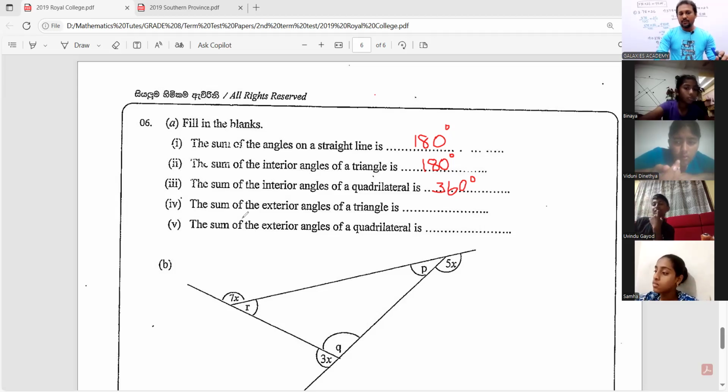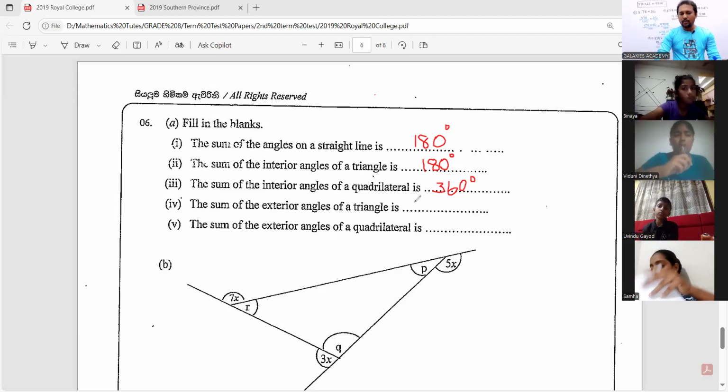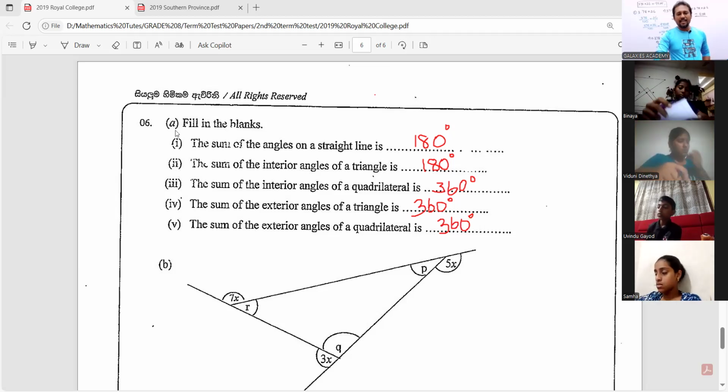Then the fourth part given: the sum of the exterior angles of a triangle is. 360 degrees. 360. That means whatever the polygon is, however many sides it has, the sum of the exterior angles does not change. 360 is the sum of the exterior angles of any polygon. Right? 360. For the fifth part, the sum of the exterior angles of a quadrilateral is also 360 degrees. Right, they are the answers for the sixth question, simple A part, 5 subparts, using the theorems you studied in this grade.